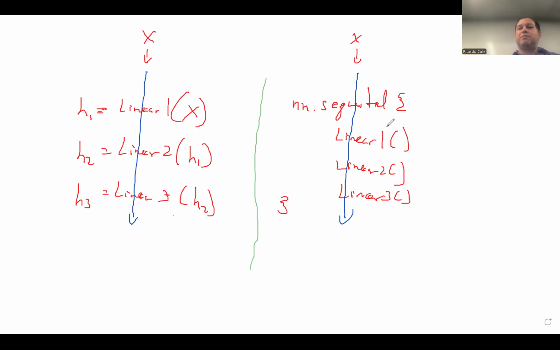Or I just conveniently use NN sequential and more simply write what I wrote here, but in this way. I do have fewer variables and things like that. Yeah, good.